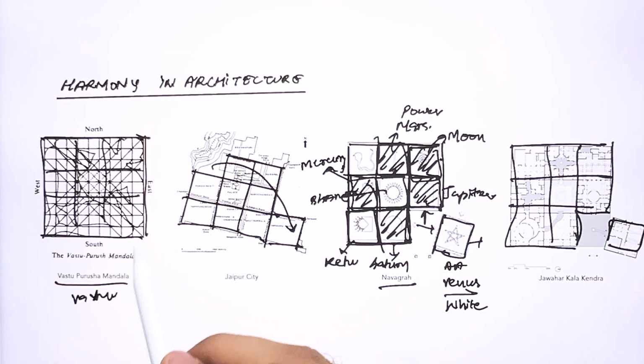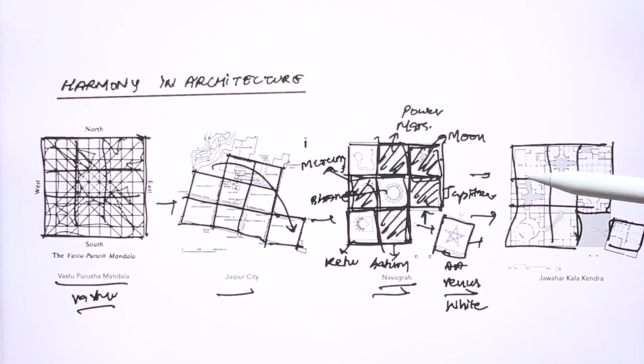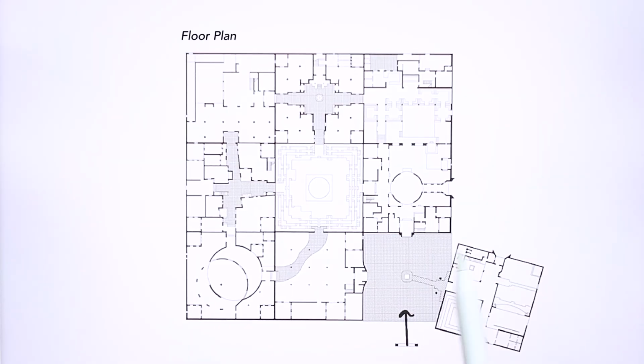So Charles Correa incorporated the Vastu Mandala and the city of Jaipur for the building shape, and for the interior theme he added the Navgrah principles to create the central vibe of the cultural center. So therefore you can't just rely on one principle, you need to understand various theories to create a new architecture style and combine them harmoniously. So let's examine the detailed plan of the Jawahar Kala Kendra.